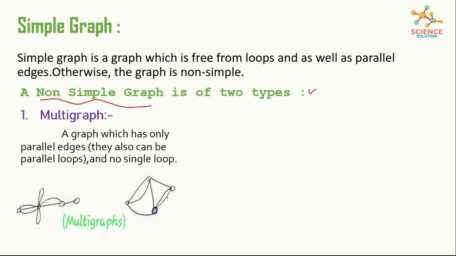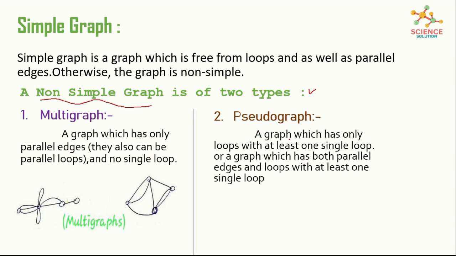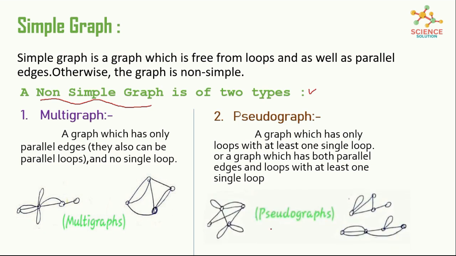And the second type of non-simple graph is the pseudograph, defined as a graph which has only loops with at least one single loop, or a graph which has both parallel edges and loops with at least one single loop. We see this type of graph in the diagram. These graphs contain a single loop as well as parallel edges and loops. So, a single loop must be contained in this type. Here we have two remarks.